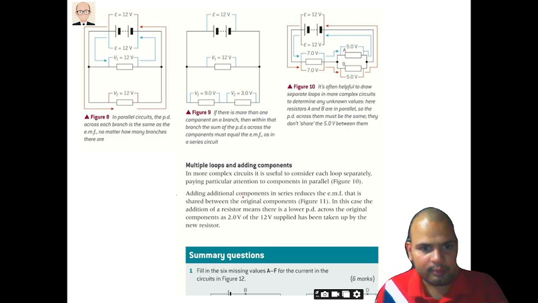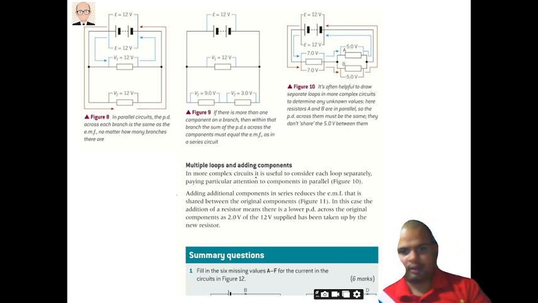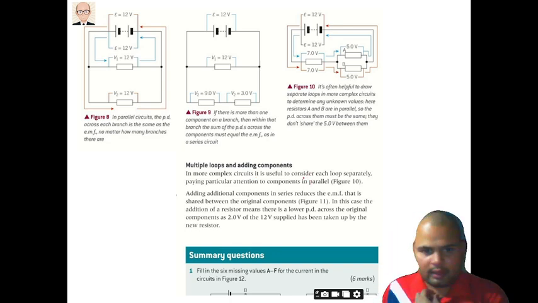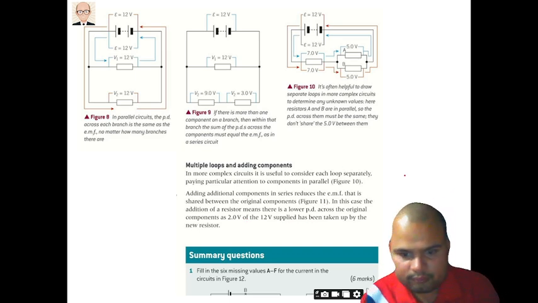Multiple loops and adding components. In a more complex circuit, it is useful to consider each loop separately. An additional component in series reduces the EMF that is shared between the original components. In this case, the addition of resistance means there is a lower PD across the original component, as 2.0 volt of the 12 supplied has been taken up by the new resistor. So this is the summary of the question.